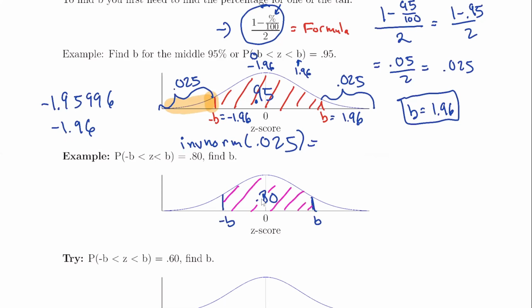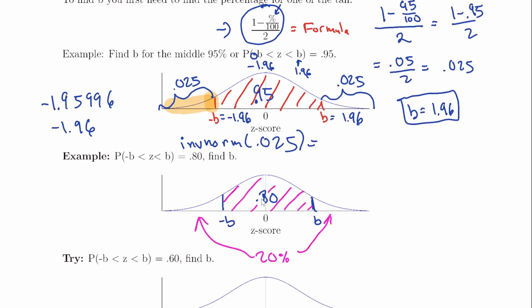All right, good job. So we're not going to use the formula because you could just use logic. If I know 80% is in the middle, how much percent is left over out of the 100? 20. So you have 20% to fill this tail and this tail. You want to evenly fill out both tails, so get that 20% and evenly break it up.